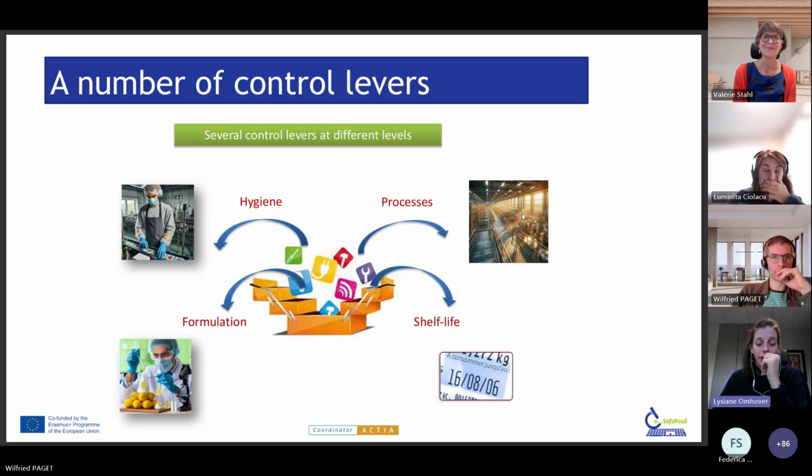So there are different levels that can be managed to control the growth of microorganisms. It can be to manage the hygiene during the food processing. It can be the processes too. You can manage on the formulation with the use of preservatives, the use of ingredients, or the use of technological flora. And then you can manage the shelf life.